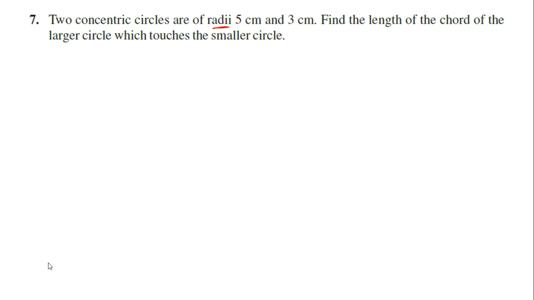Now two concentric circles are given with different radii. One radius is small, another is big. Find the length of the chord of the larger circle which touches the smaller circle. Again, I will repeat: the figure is the main part. If the figure is not formed, then the answer will not start.